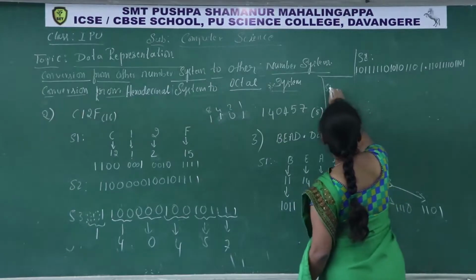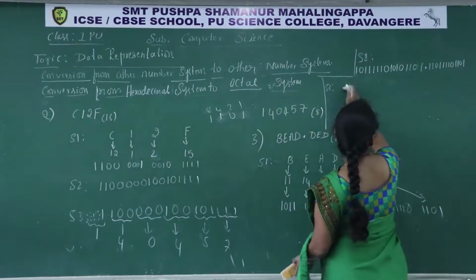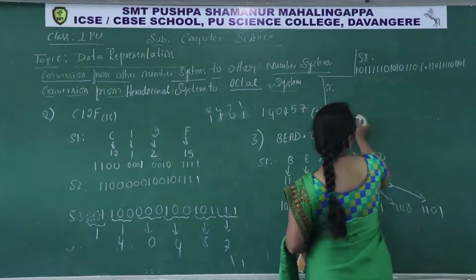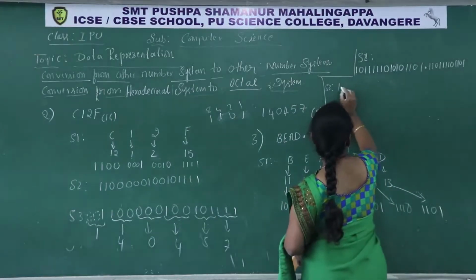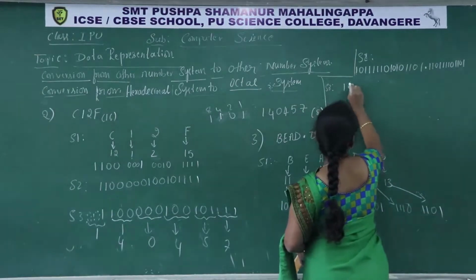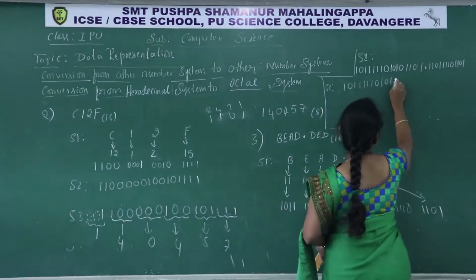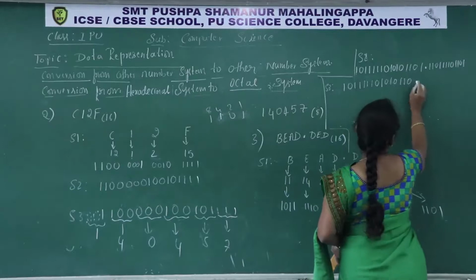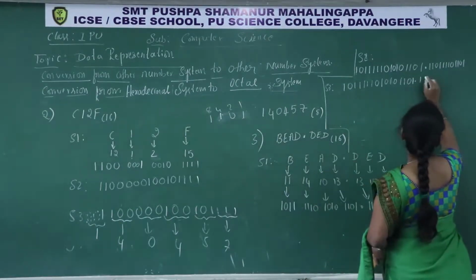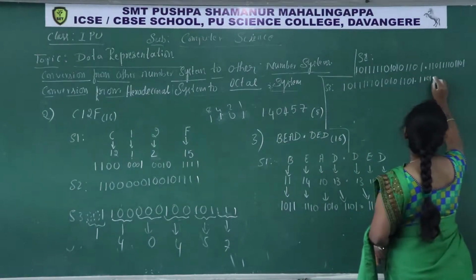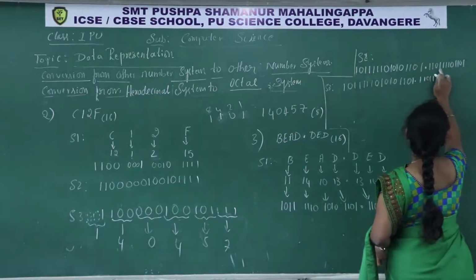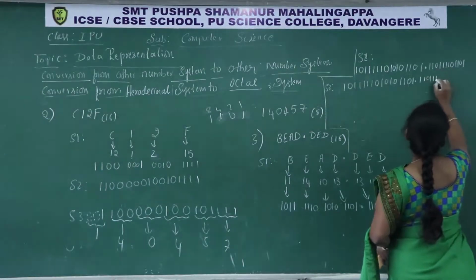Step 3, we shall make a group here. 1011 111, 01010, 101 point, 1101, 1101 1110.